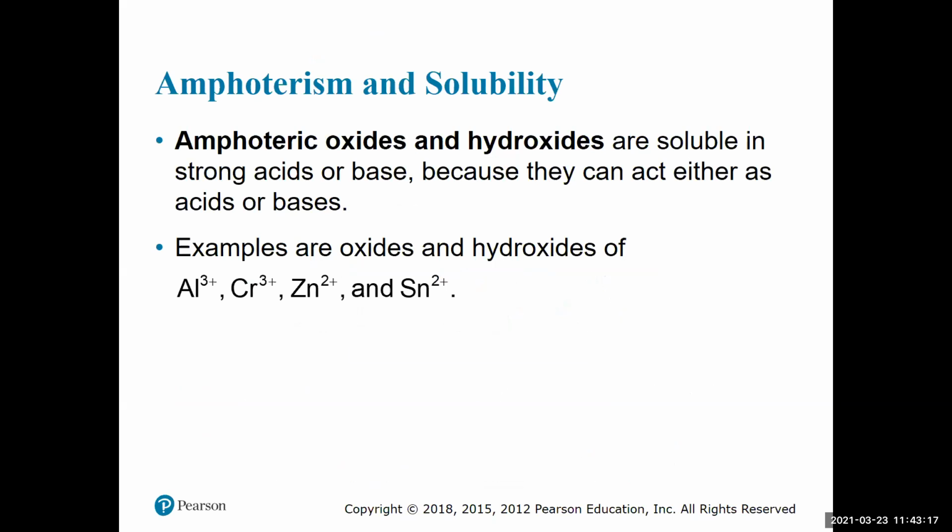When we say something is amphoteric, it means it's soluble in strong acids or bases. That means they can act as either acids or bases. There are some examples of that, and that's all I'm going to say about that.